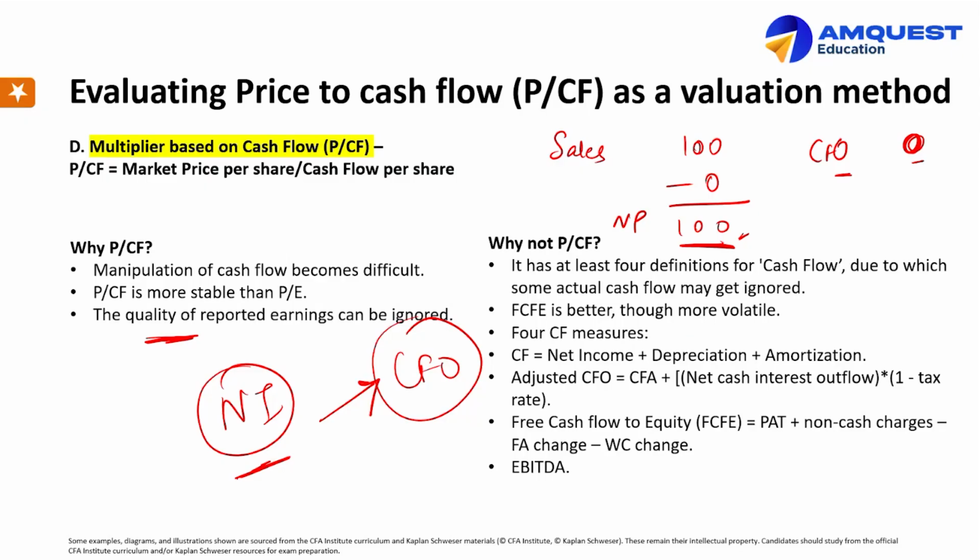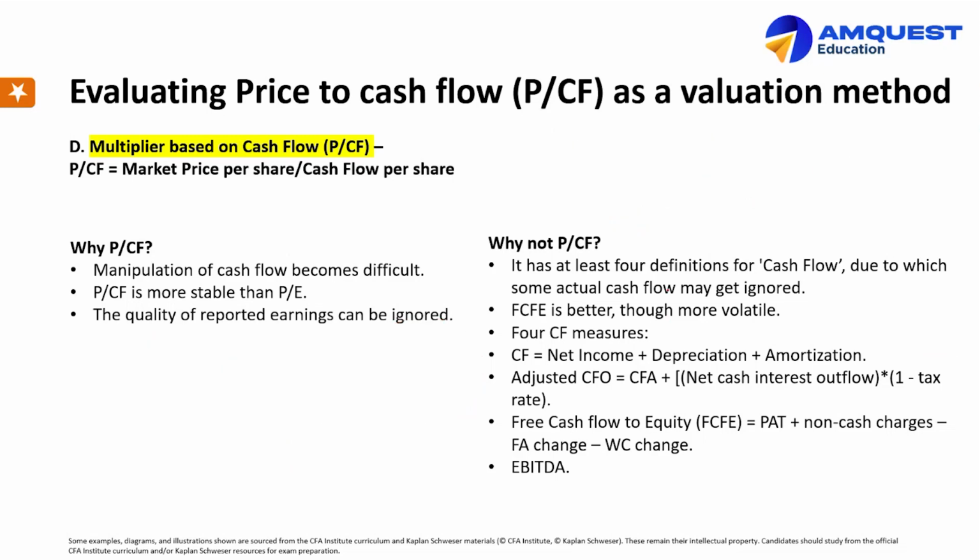ठीक है, नाउ व्हाई नॉट प्राइस टू कैश फ्लो? It has got at least 4 definitions of cash flow, because हमें पता नहीं कौन सा कैश फ्लो लेना है। We can take CFO, we can take FCFF, we can take FCFE, there is a normal cash flow as well. So there are different cash flow variations which can be used. FCFE is better, though it is more volatile. There are other CF measures as well.